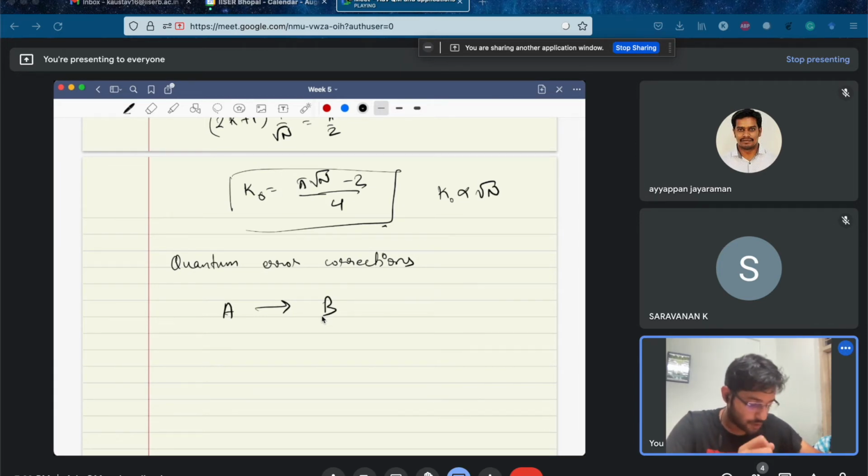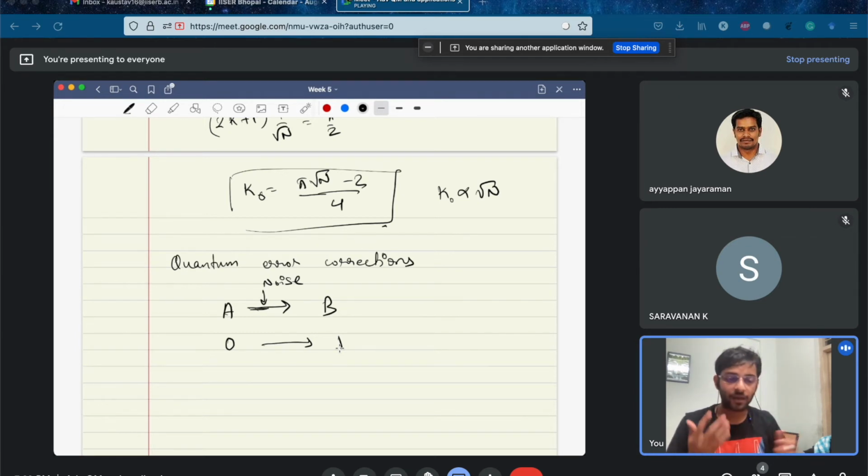So in the classical case, let's say you send some information from A to B, and you have some noise that is corrupting your data. What I mean is that you're supposed to send a 0 to B, but while it's going to B, it is becoming 1. So that means B is not getting the essential information that you are meant to send. So there are going to be miscommunications here, right?